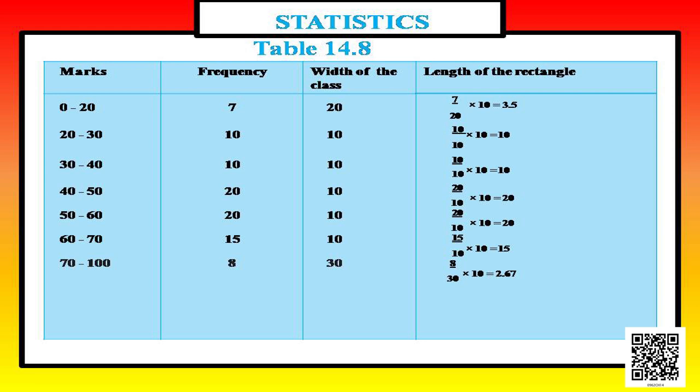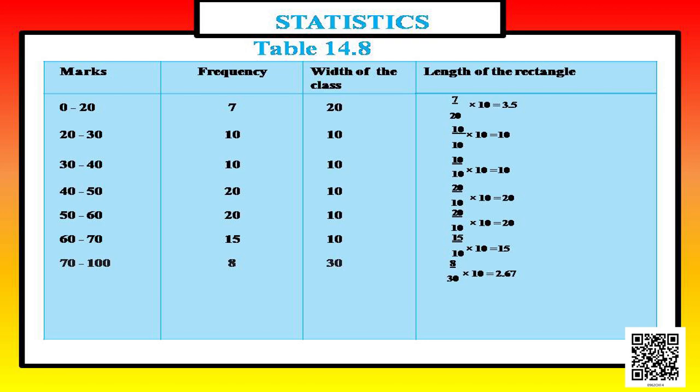See in the figure, in the first column, that is from 0 to 20, we have the frequency 3.5. And in the column 20 to 30, our frequency is marked as 10. Then 30 to 40, it is marked as 10 and so on. And then the last one, that is in the column 70 to 80, the frequency is marked as 2.67. Is it okay? Clear?